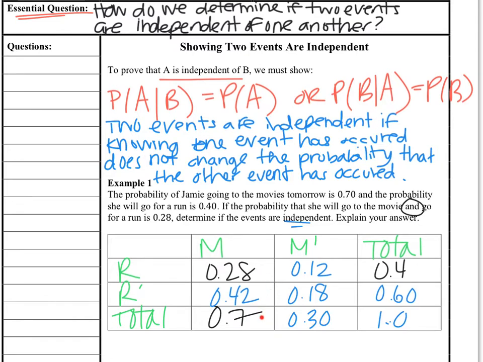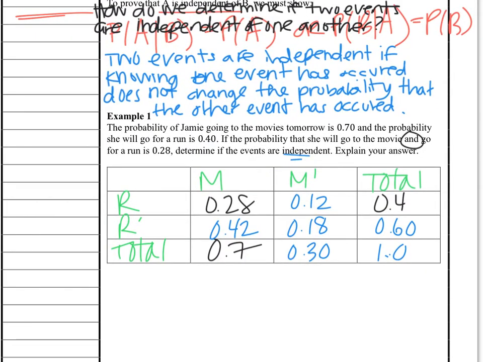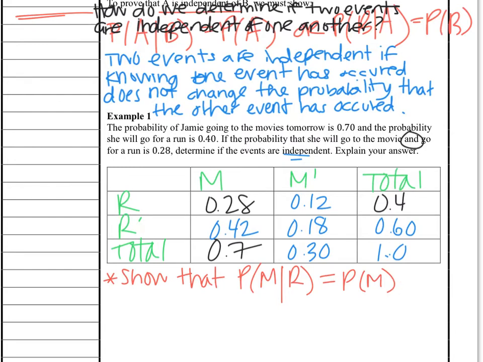Okay, so you should have been able to find the blue probabilities just by doing subtractions, knowing that total is always 1.0 for probabilities. And our goal here is to show independence, hopefully. So we want to show that the probability of going to the movies, given that you've gone on a run, is equal to the probability of just going to the movies. So if it equals each other, that means they're independent events.